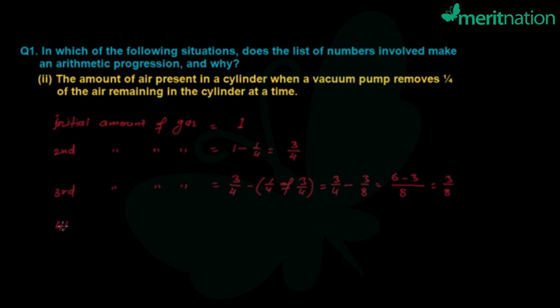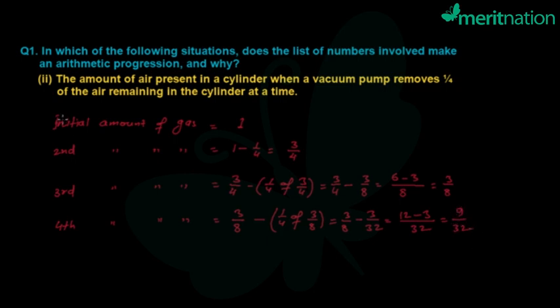Fourth amount of gas. Earlier remaining was 3 by 8, and we have to subtract 1 by 4 of the remaining, means of 3 by 8. So it becomes 3 by 8 minus 3 by 32. Now if we take LCM, 32 is the LCM, and it will be 12 minus 3. So it becomes 9 by 32.